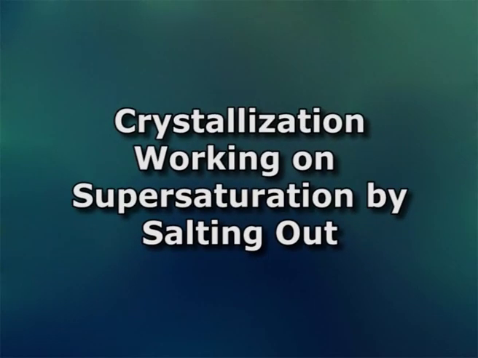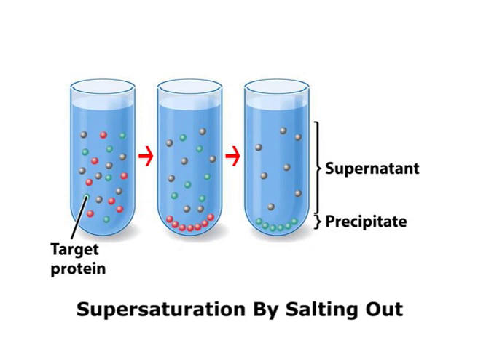Let's look towards crystallization working on supersaturation by the salting out method. It is not a frequently used method. It involves a deliberate introduction of a foreign substance to decrease the solubility of crystals. By addition of a third substance, the solubility of the substance in solution reduces to such an extent that the desired solute crystallizes out.